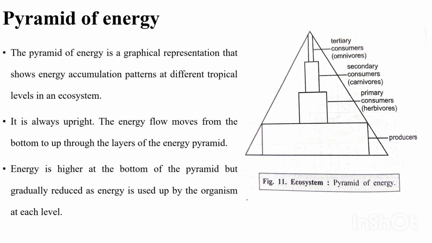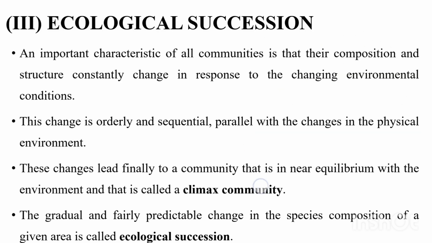Next, the pyramid of energy. It is always upright because the energy flow moves from the bottom up through the layers of the energy pyramid. Energy is higher at the bottom because in producers the energy is always high. Only 10% is transferred from producer to primary consumer. Then from primary consumer only 10% of energy is transferred to the next trophic level. So energy is always gradually reduced at each successive trophic level, so it is always upright.